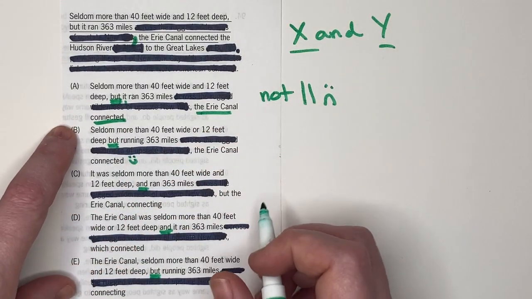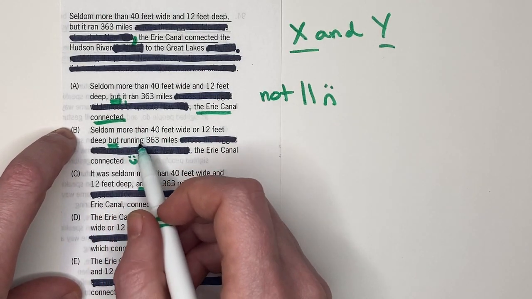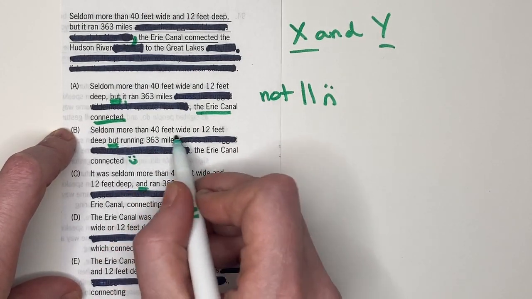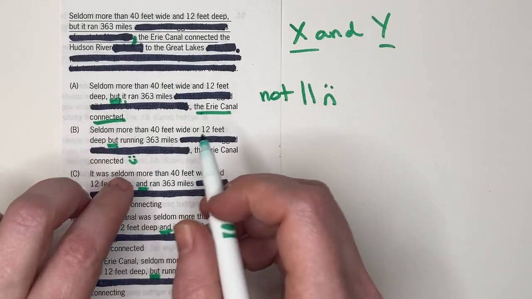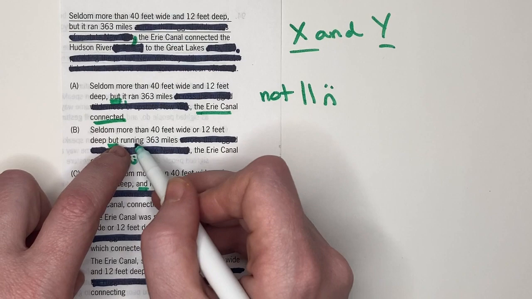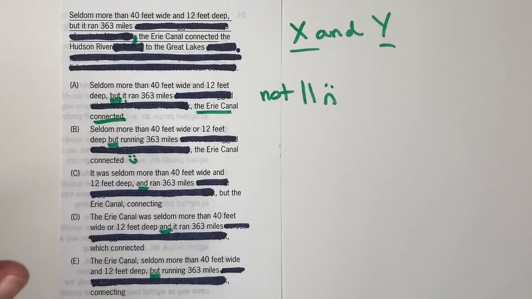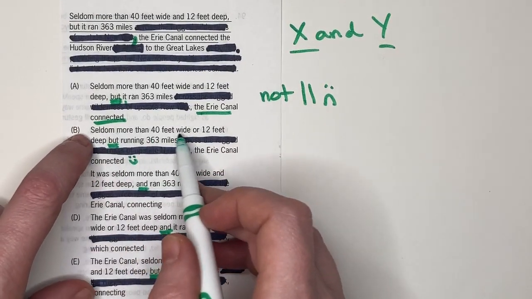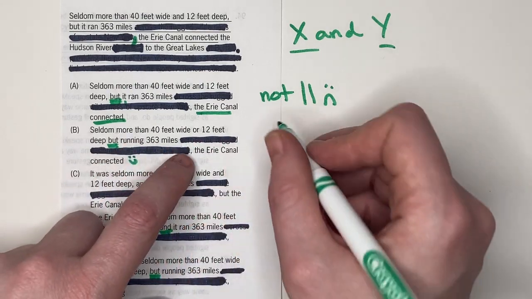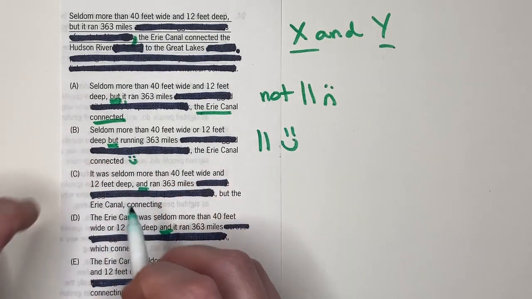So let's take a look at the parallelism. In B, seldom more than blah, blah, blah, blah, but running 363 miles. Okay, so running 363 miles, that is also a modifier. Again, it doesn't matter that seldom more doesn't have an ing but running does. It's about how they function within the sentence. Because seldom more than blah, blah, blah is a modifier and running 363 miles is also a modifier, this would be considered parallel. So we'll hang on to that for now.